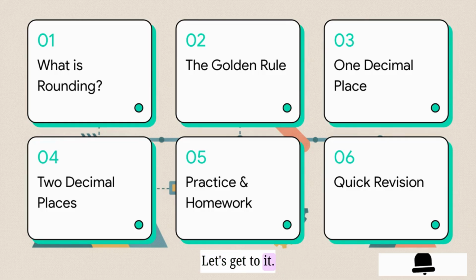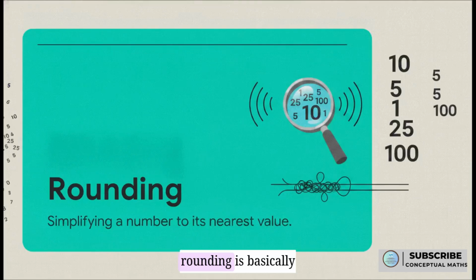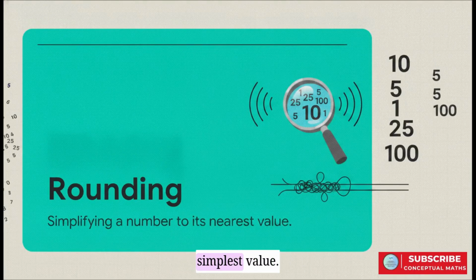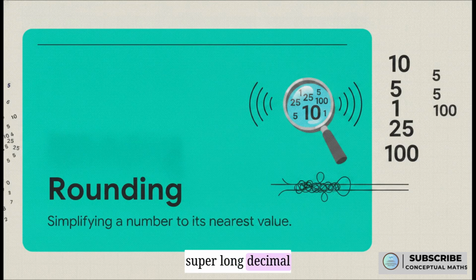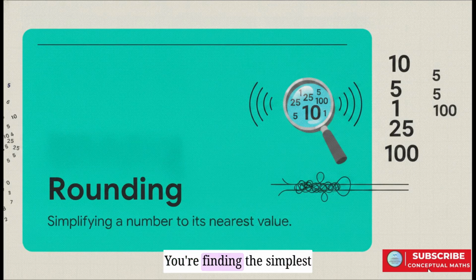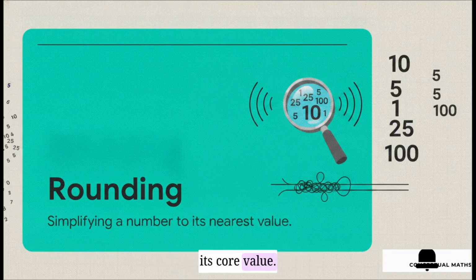Let's get to it. Okay, let's dive into this. Section 1. What is rounding? Simplifying numbers. So, rounding is basically just simplifying a number to its nearest, simplest value. Think of it like taking a really messy, super long decimal and just cleaning it up. You're making it neat, nearby, and way easier to work with. You're finding the simplest version of that number without completely changing its core value.